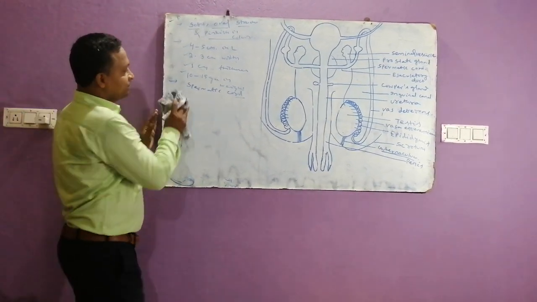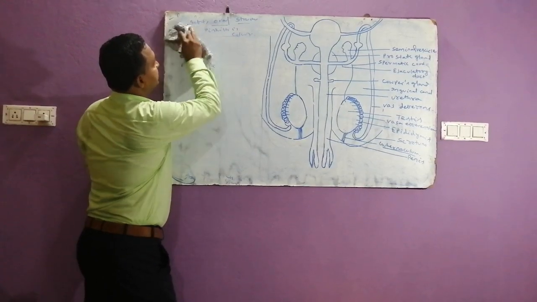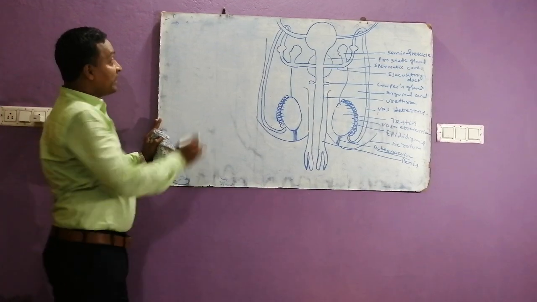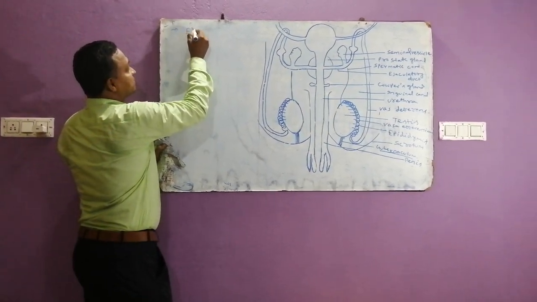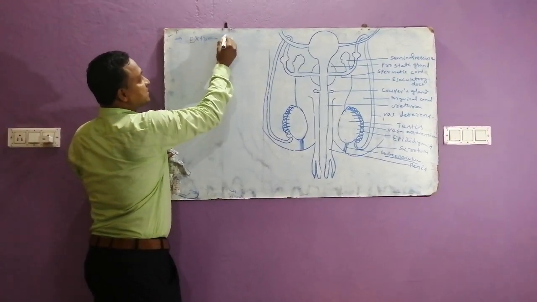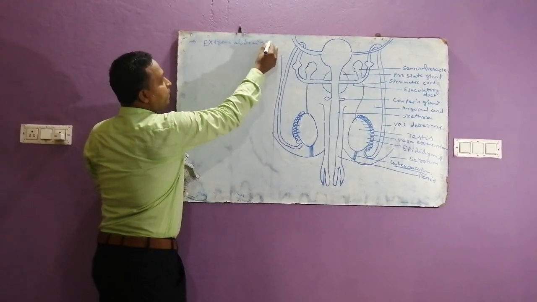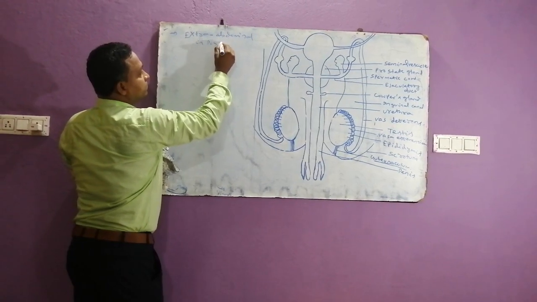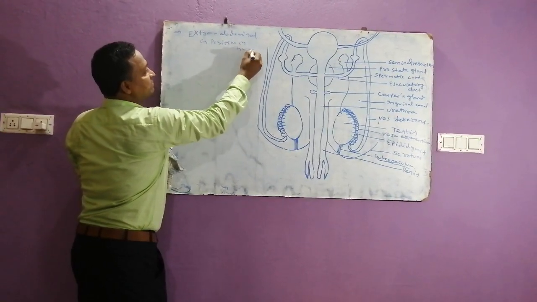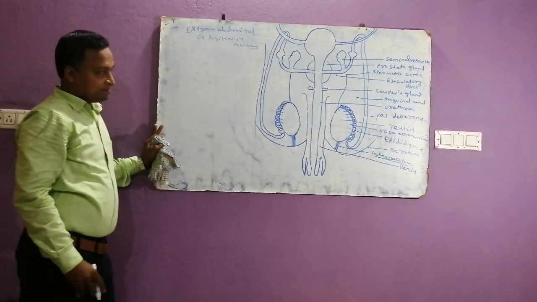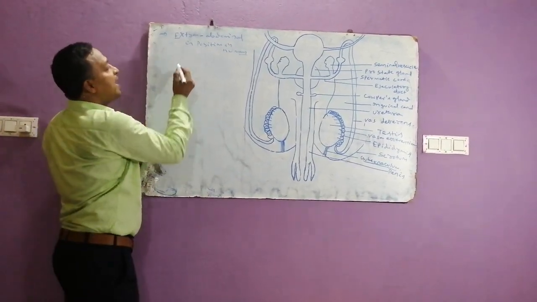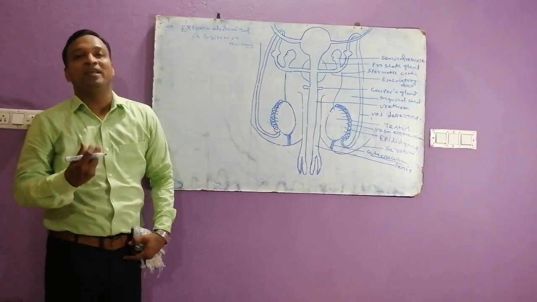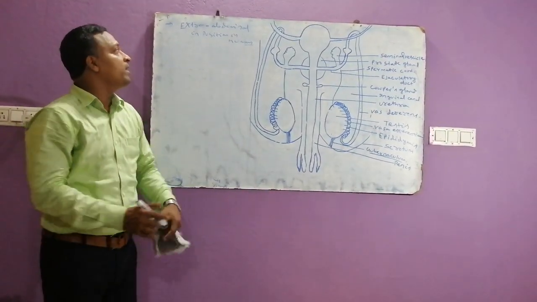The next point: the testis is extra-abdominal in position in humans. That means it is situated outside the abdomen. This is the abdomen and here is the scrotum. Inside the scrotum the testis is present. That means it is extra-abdominal in position.